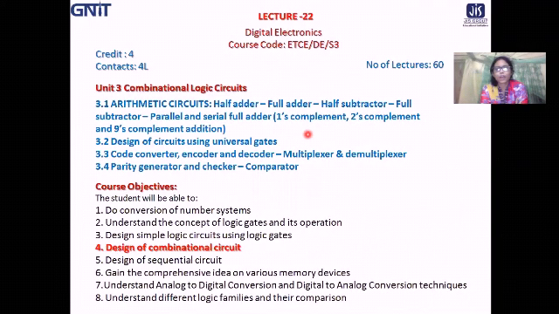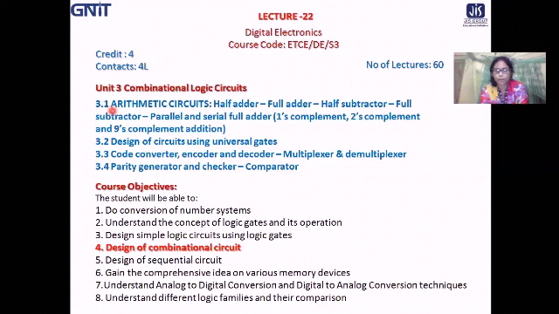So, in the starting of lecture number 21, we will go through the course objectives and which module we are going through. Our subject digital electronics has a total of 60 lectures and 4 credits. And we are in module 3 or unit 3, that is combination logic circuits. This unit 3, combination logic circuits, consists of 4 subunits.